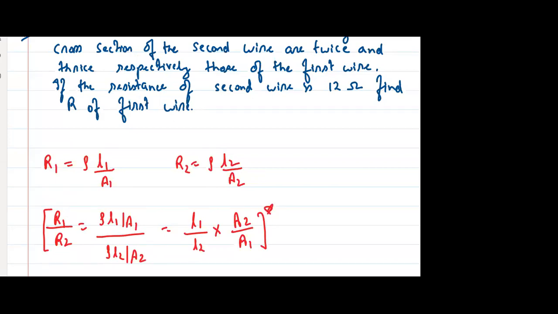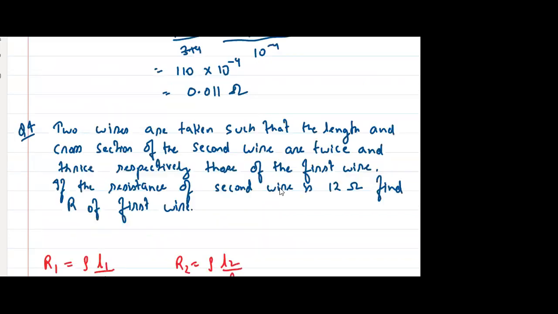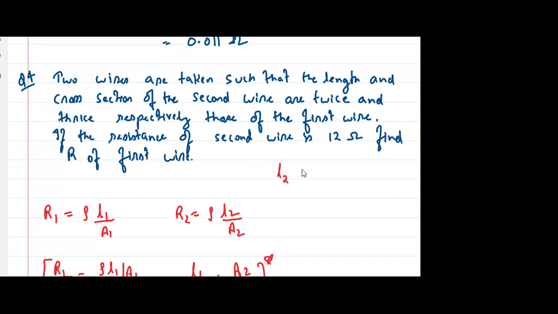I'll tell you there will be many problems based on this. Akshata, wrong. Janvi, wrong. See, according to the problem, write down this statement: the length of the second wire is twice that of the length of the first wire, and the area of the second wire is thrice that of the area of the first wire. Yes or no? This is clear.